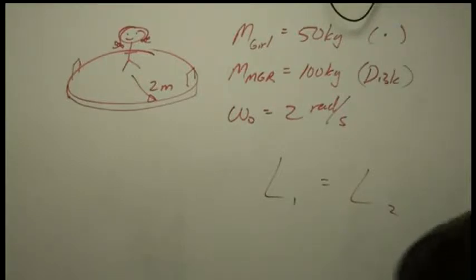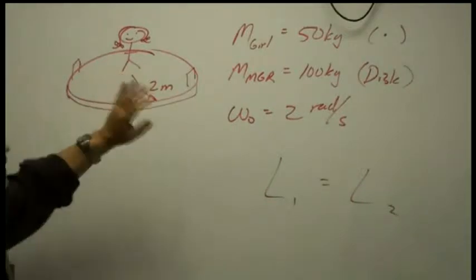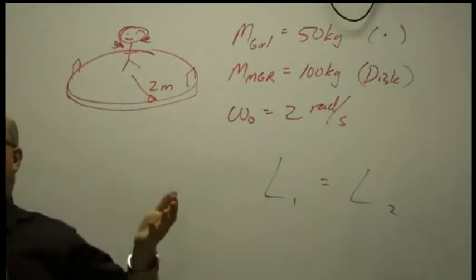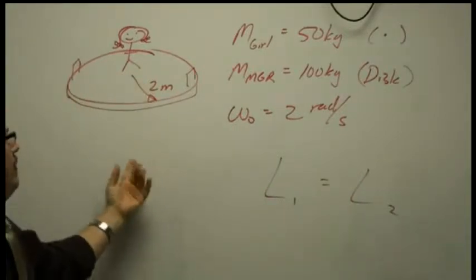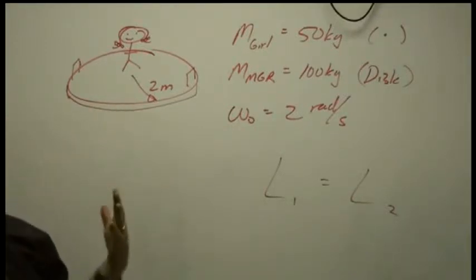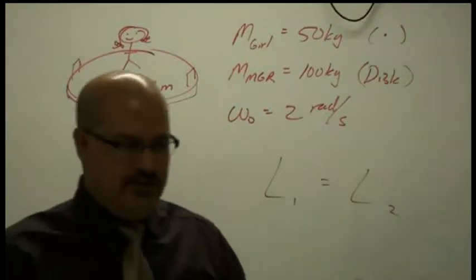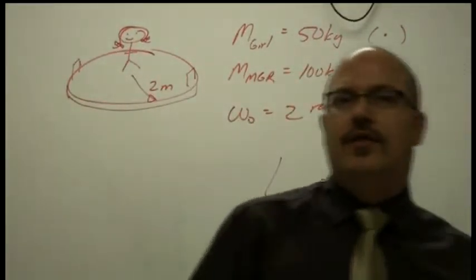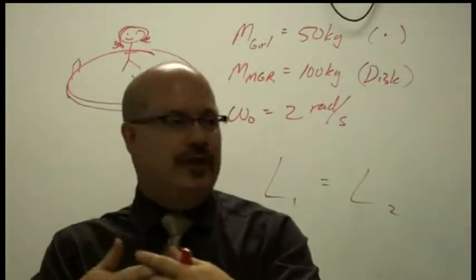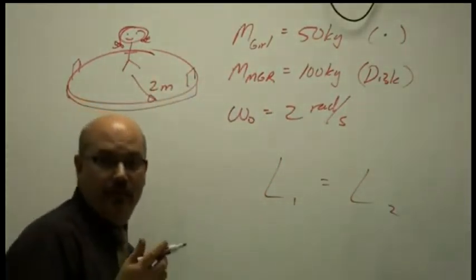Okay, now everybody, listen up. So the girl walks to the edge. So there are outside forces on this merry-go-round. There's a force holding the merry-go-round up, right? And the axis. But it's at the axis, so it's not doing anything. So there are forces between the girl and the merry-go-round, friction as she walks. But they're equal and opposite. We have two objects that are interacting, so we should have conservation of angular momentum.